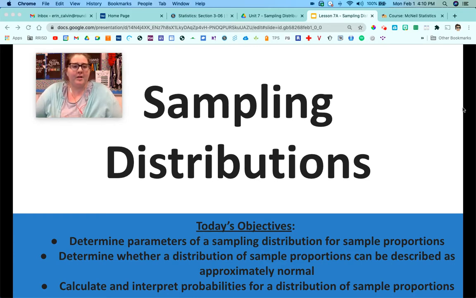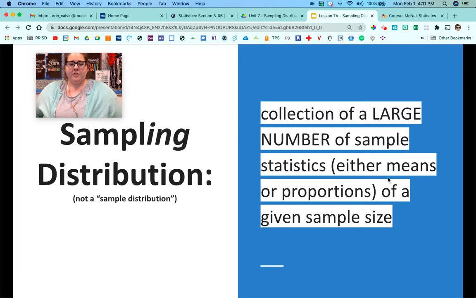So finding the parameters, that would be mean and standard deviation, determining whether the shape of those distributions is roughly normal, and then calculating and interpreting probabilities based on those distributions. So just as a reminder, a sampling distribution is basically a collection of a large number of sample statistics, either means or proportions of a given sample size.